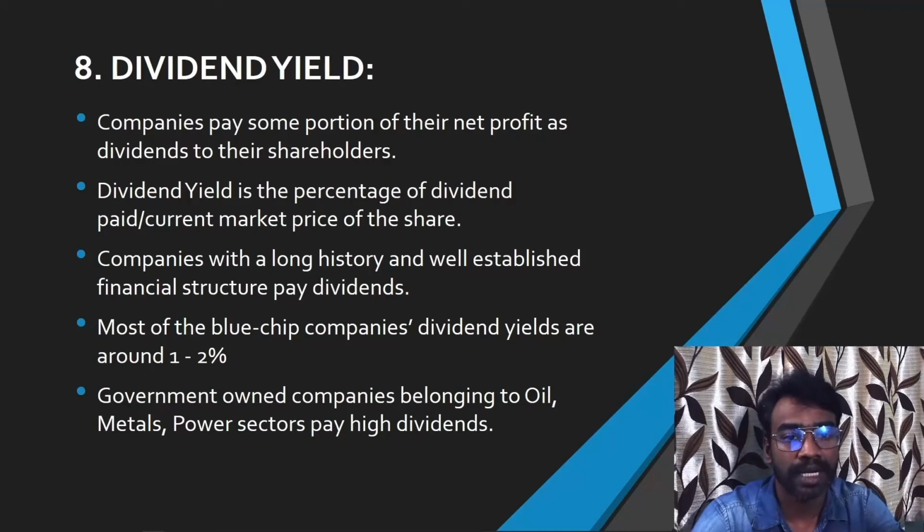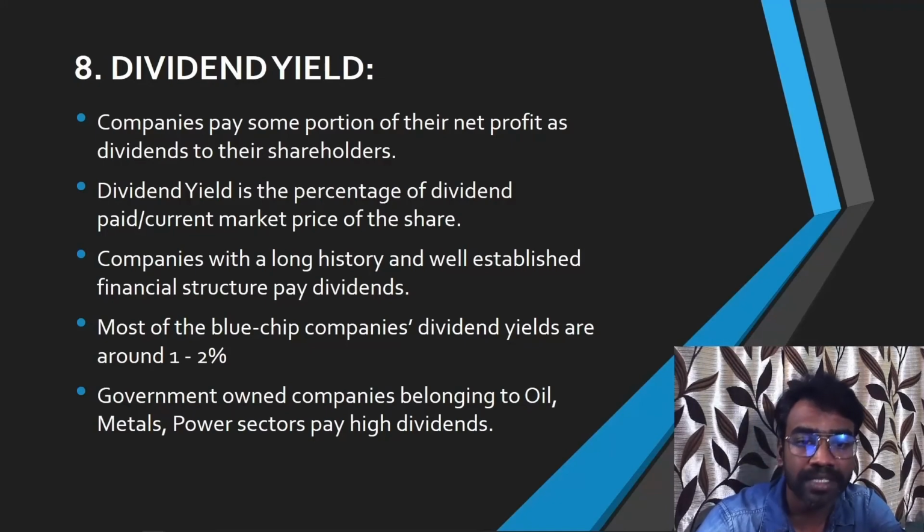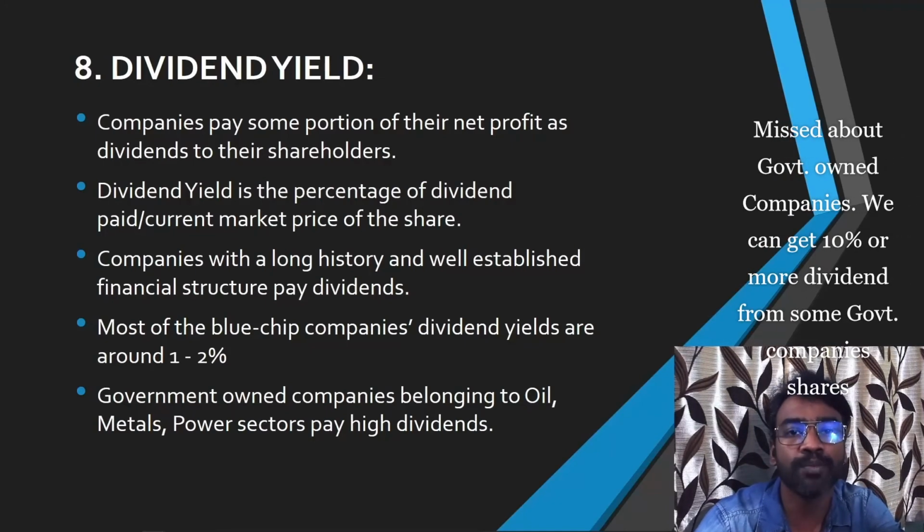Last one, dividend yield. Companies pay some portion of their net profits as dividends to their shareholders. Dividend yield is the percentage of dividend paid by the company divided by current market price of the share. I will repeat the definition again.